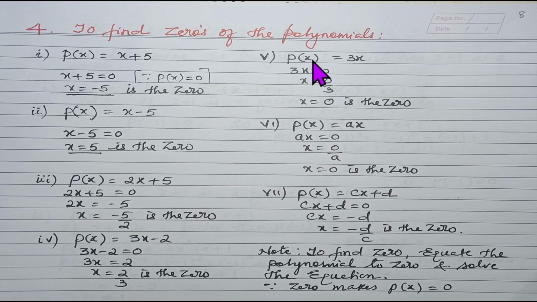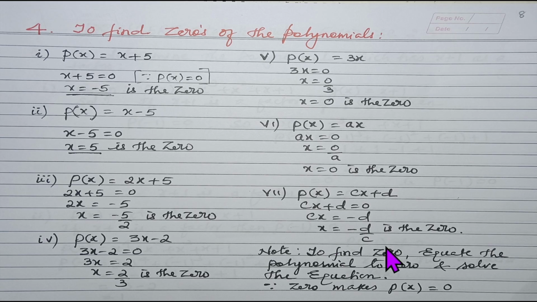The next example, p of x is equal to 3x. Now equate 3x to 0, 3x is equal to 0, x is equal to 0 by 3, x is equal to 0 is the 0 of the polynomial. Now p of x is equal to ax, ax is equal to 0, x is equal to 0 by a, and again x is equal to 0 is the 0 of the given polynomial. P of x is equal to cx plus d, cx plus d equal to 0, cx is equal to minus d, or x is equal to minus d by c is the 0 of the given polynomial.